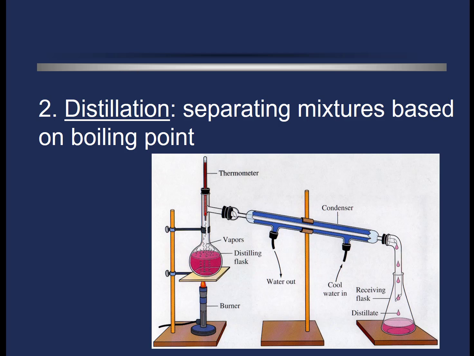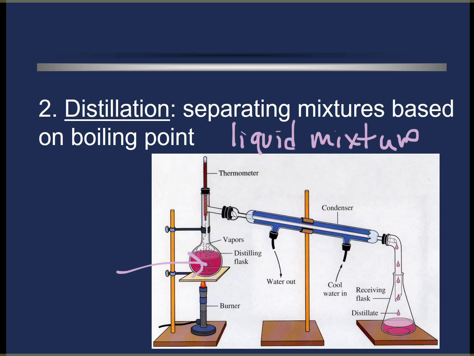Another way to separate out a mixture is distillation. And so this is if you have a liquid mixture. So maybe I have two liquids right here. So this is a distillation setup. So I put my two liquids and I'm going to heat them, and I'm going to use a thermometer to control the temperature. And then I'm going to boil off, and those vapors will go up, and then I can force them through this condenser tube.